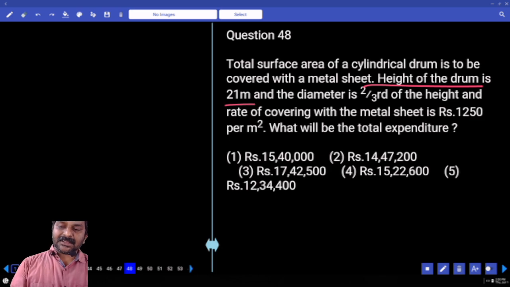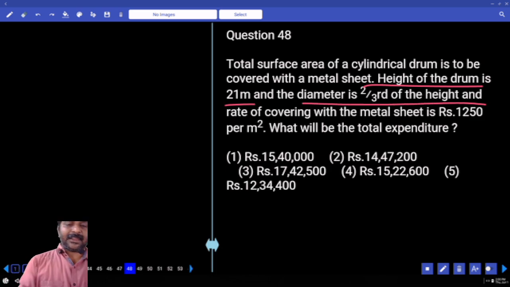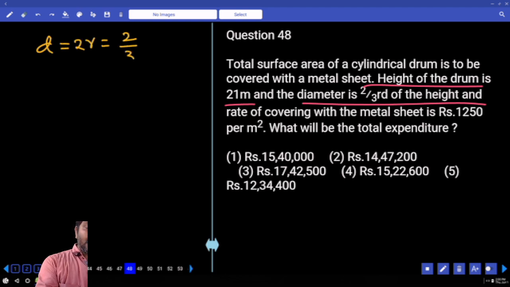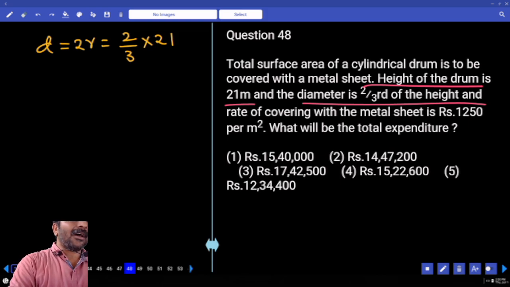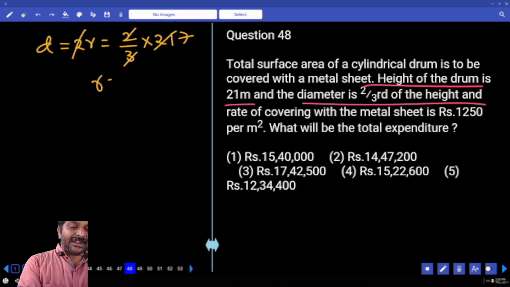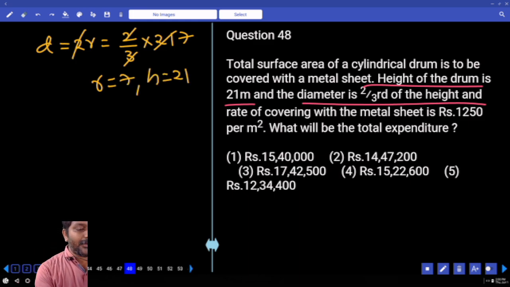Height already mentioned as 21. Diameter is 2/3 of the height. Then, diameter which is equal to 2r, that is equal to 2/3 of height which is 21. Correct? So, in your formula, do we have r or diameter d? Radius r, right? 2 gets cancelled. 3 7 times. That means radius is equal to 7. Height is equal to 21.